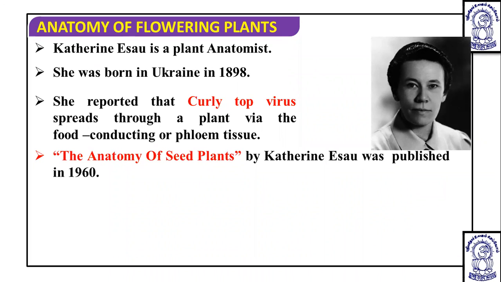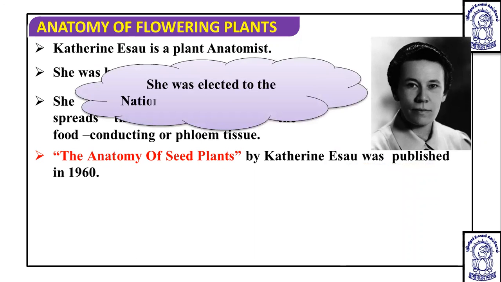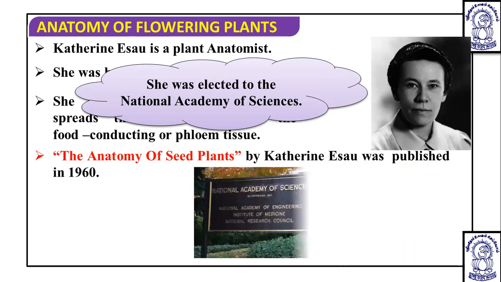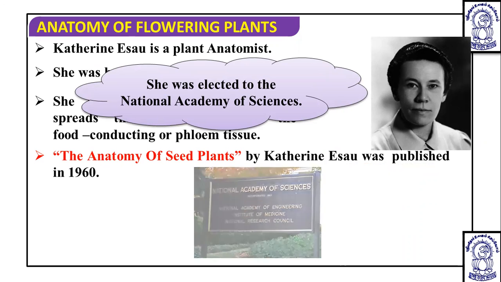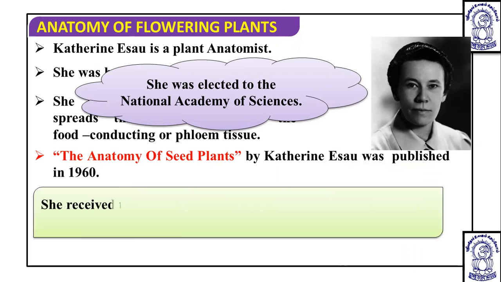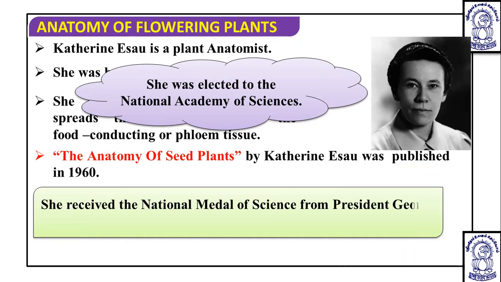The book Anatomy of Seed Plants, meaning gymnosperms and angiosperms, was published by Katherine Esau in 1960. So this is the book. She was elected to the National Academy of Sciences, which is one of the prestigious institutes, and she received the National Medal of Science from President George Bush in 1989.